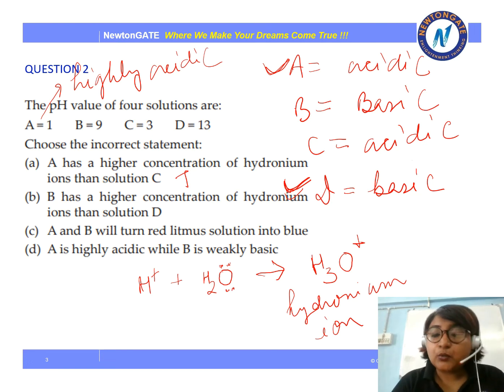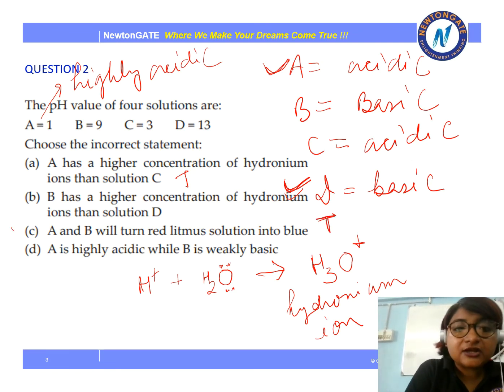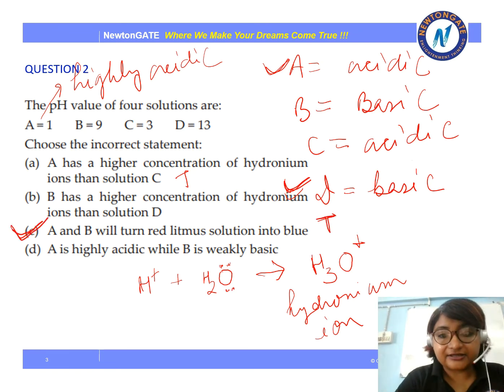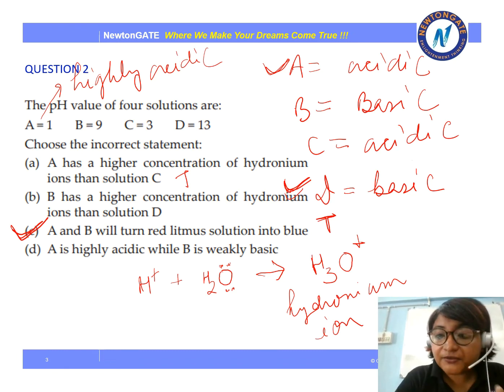A and B will turn red litmus solution blue. Okay, this one, A is acidic and B is basic. Bases turn red litmus blue and acids turn blue litmus red. So this is a false statement, right? So your option C is the correct answer. Okay, it is the incorrect statement, sorry. I mean you have to choose option C as the incorrect statement. So your answer is option C.